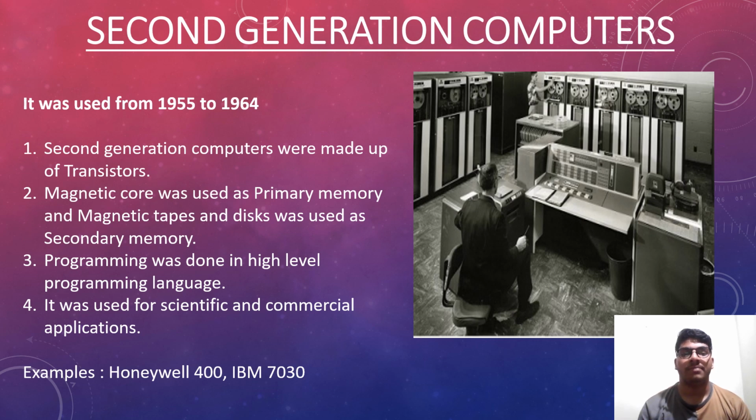The next is second generation computers. It was used from 1955 to 1964. Second generation computers were made up of transistors. Magnetic core was used as primary memory and magnetic tapes and disk were used as secondary memory. Next, the programming was done in high-level programming language. It was used for scientific and commercial applications. Examples are Honeywell 400 and IBM 7030.